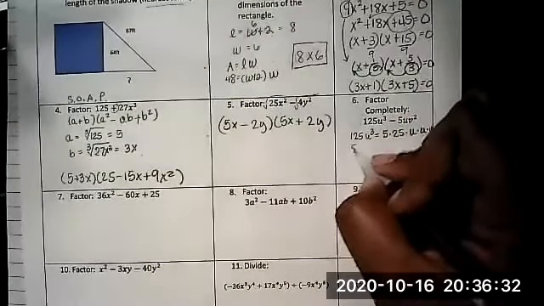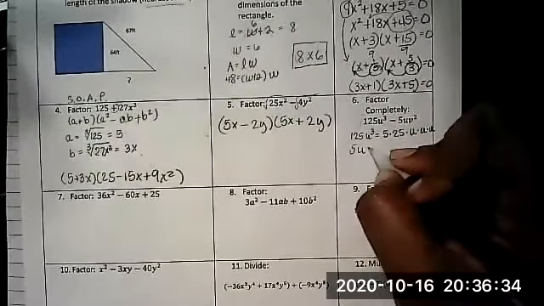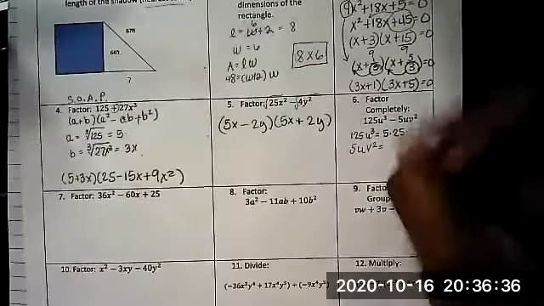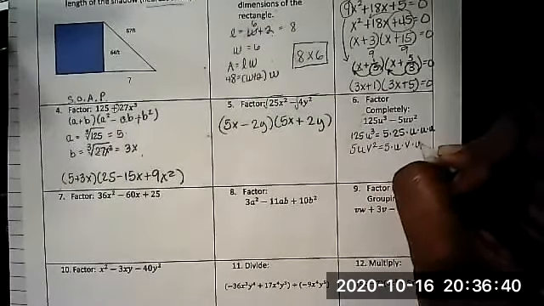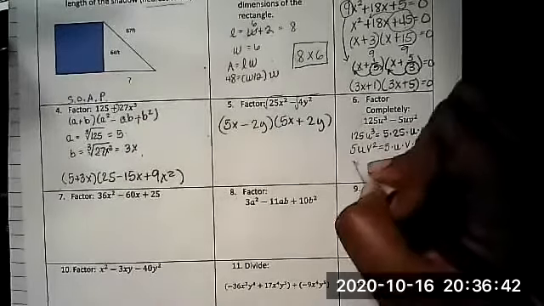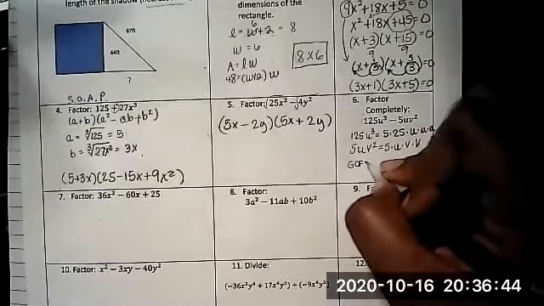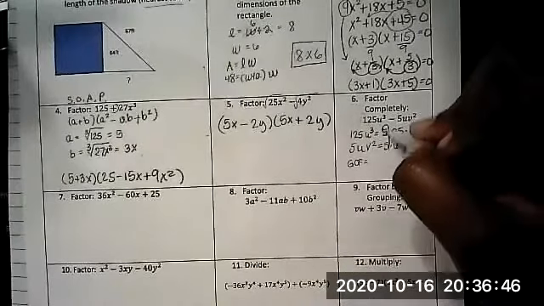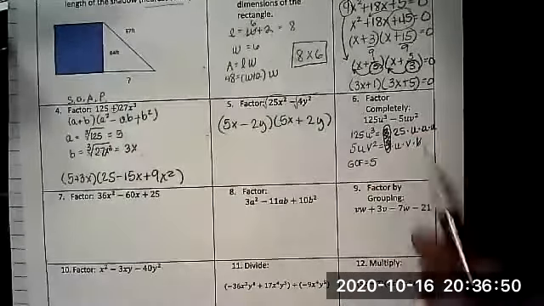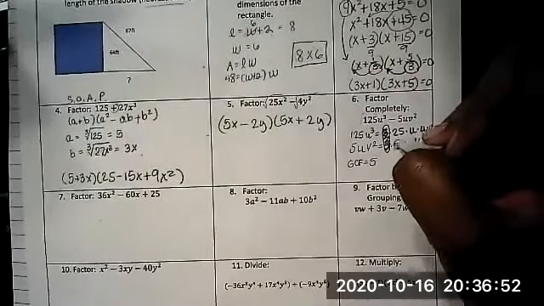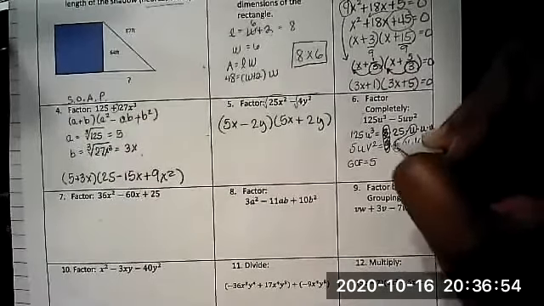And then 5ub squared is 5 times u times b times b. So they're saying your greatest common factor has to come out first. 5 is common, okay? We know that's common. It's in both of them. And then u is common. There's a u here and a u here, at least one.